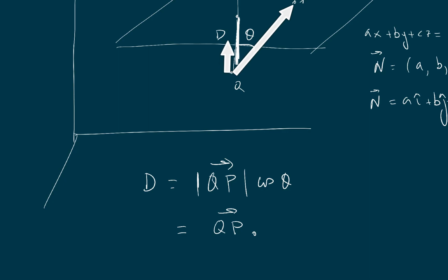If you project onto the unitary normal vector n, you find the distance D. So the distance D is QP dot n in magnitude. If the dot product is negative, you will use the magnitude. So this is the distance D.